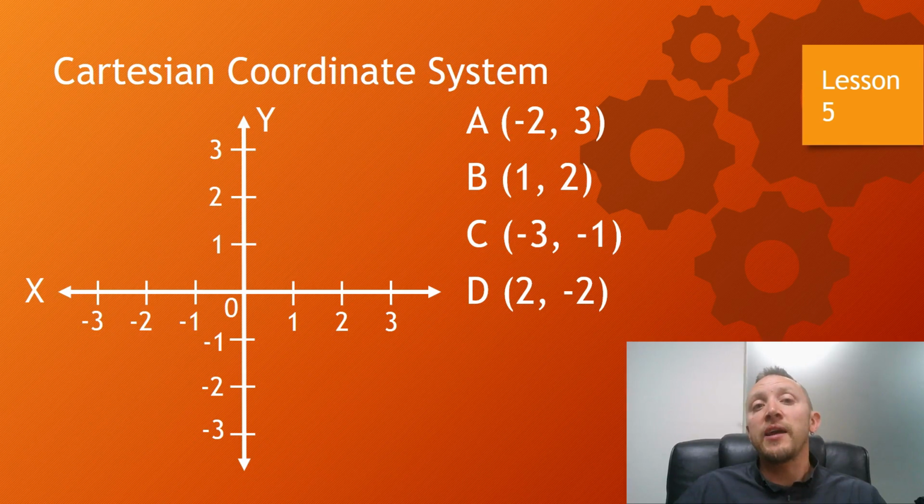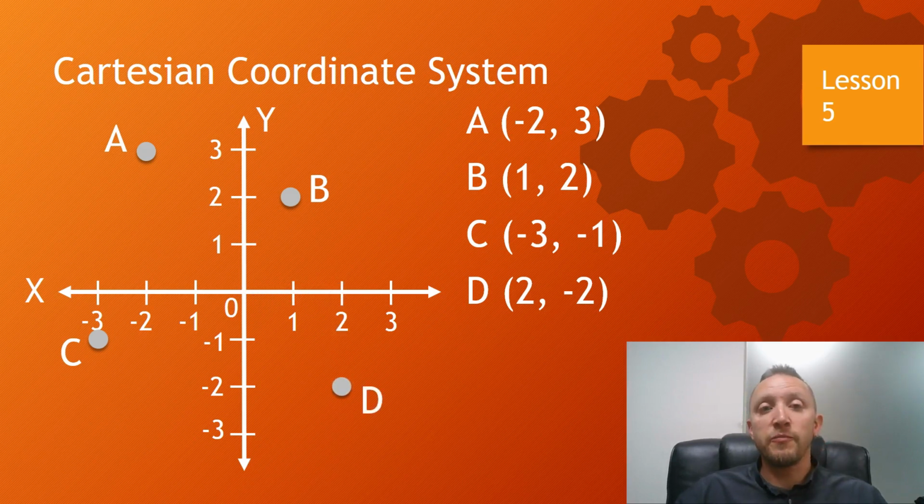The first coordinate is going to be (-2, 3). So if we start at the origin, that -2 means we're going to go to the left 2 units and then up 3 units, and that would be our point A. We want to go to point B. Again, we're going to start at (0, 0), the origin. We're going to go to the right 1 unit and up 2 units, and that would bring us to point B. Next, if we wanted to graph the coordinate (-3, -1), we would go to the left 3 units and then down 1 unit to get to point C. And lastly, to graph D, we'd go to the right 2, and then we'd go down 2 to get to that last point.